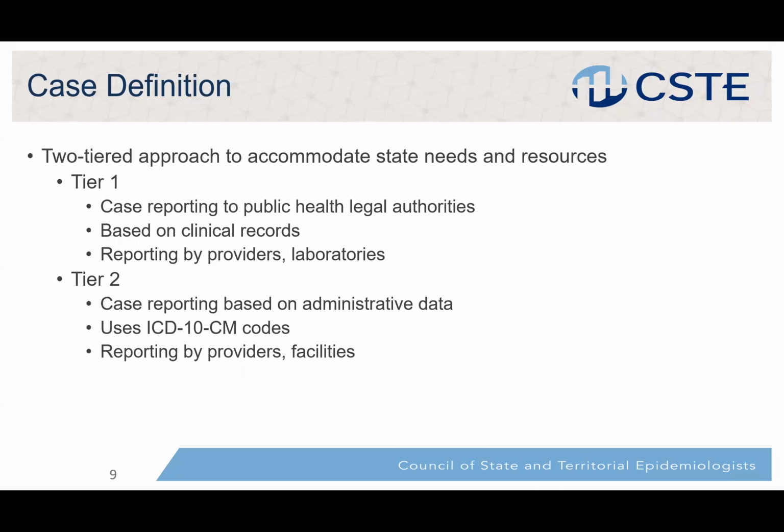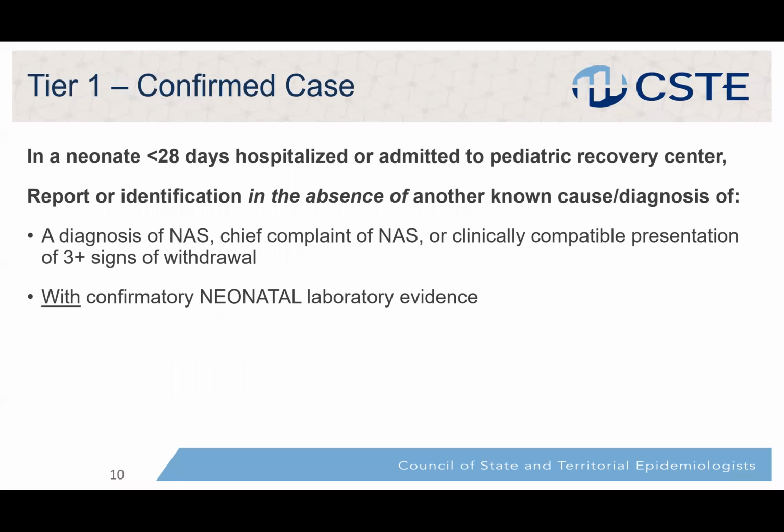So CSTE, our work group took a 2-tiered approach to accommodate the state needs and resources. Tier 1 definitions are case reports to public health legal authorities. They are based on the clinical records, and the reporting is done by providers, or in some cases, if the state chooses, laboratories. Tier 2 definitions are case reports that are based on administrative claims-based data, so Medicaid, all-payer claims, or hospital discharge data. They use these diagnostic codes, and the reports are made by providers and facilities. Next slide. So here we go into the various tiers and types of case definitions.